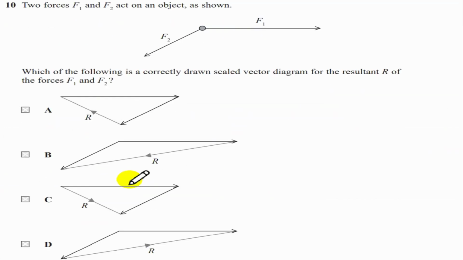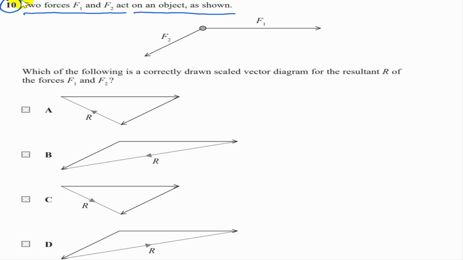Question number 10. Two forces F1 and F2 act on an object as shown. Which of the following is the correctly drawn scaled vector diagram for the resultant R of the forces F1 and F2? We know vector addition, the triangle law of addition.